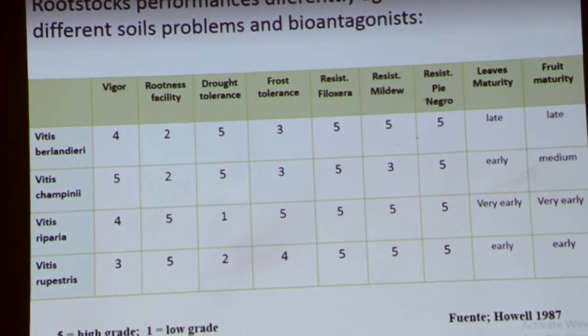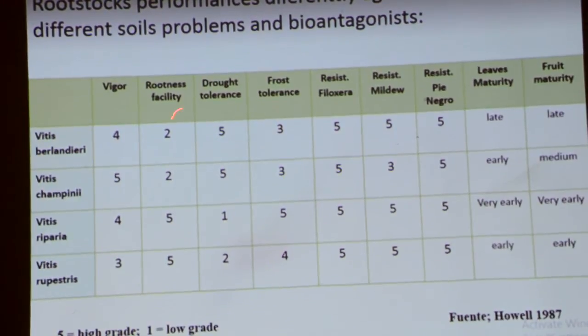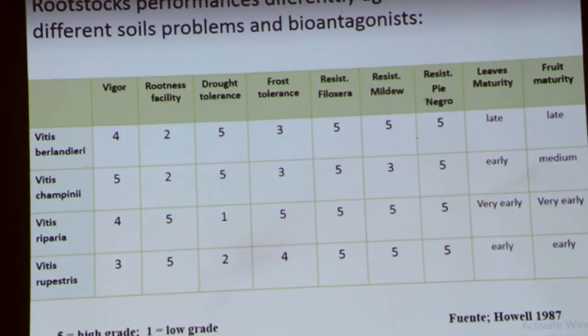101-14 and 3309 are two rootstocks very easy to produce in the nursery. But Ramsey or Salt Creek or any other rootstock coming from these two species will be very difficult for the nurseries to get good plants.